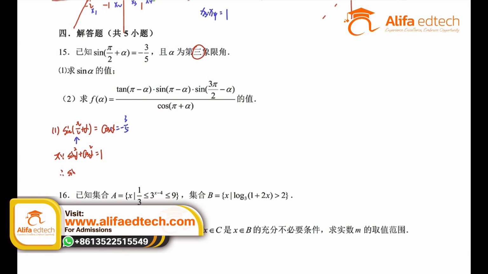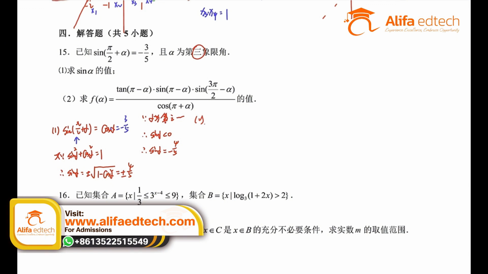So we have sine of alpha equal to plus or minus the square root of 1 minus the square of cosine of alpha. If we substitute the value, it's exactly plus or minus 4/5. Because alpha is an angle in the third quadrant, sine of alpha is less than 0. And from that, we get that the sine of alpha we need is equal to negative 4/5. And so we get our sine of alpha.